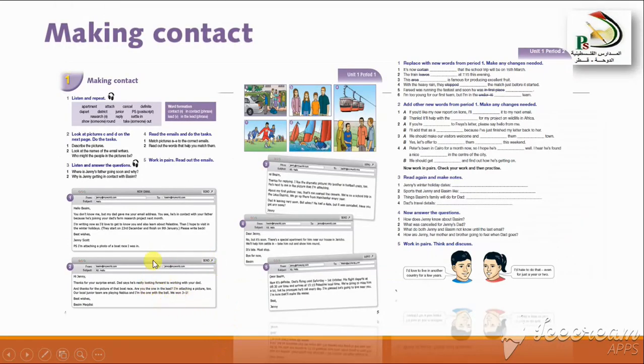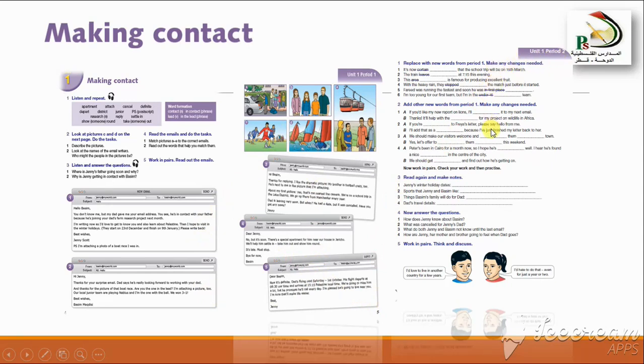On page number 4, you will find the start of this unit, Making Contact. Here, we have new words and then some pre-listening questions about the pictures and the text. Then we have a text which is also called comprehension. After this period, we have period number 2.